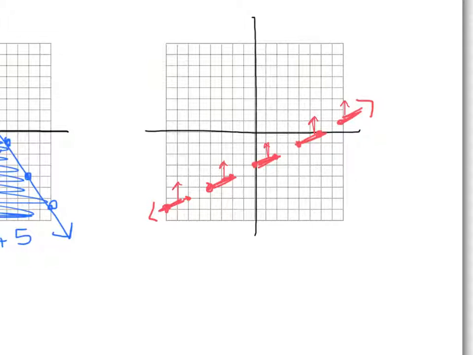And then do the same thing for the other one. So the other one, we started at negative 5. We went down 3 over 2. That one was solid.